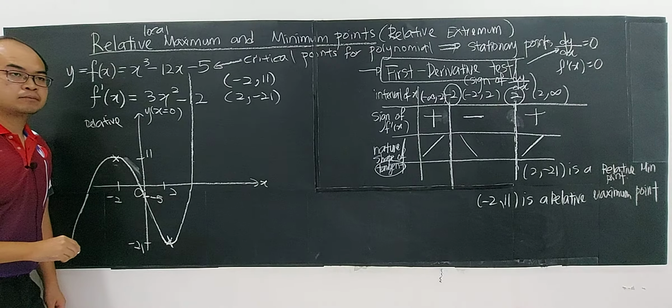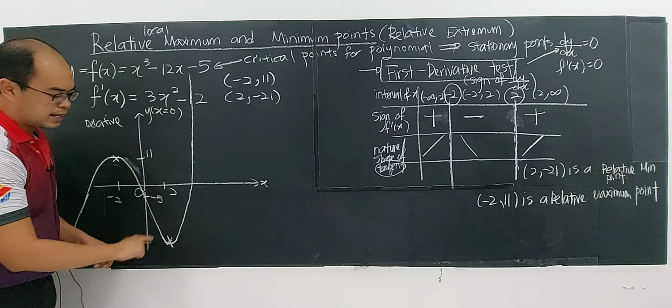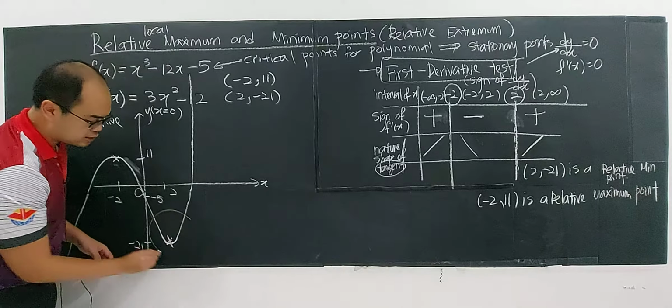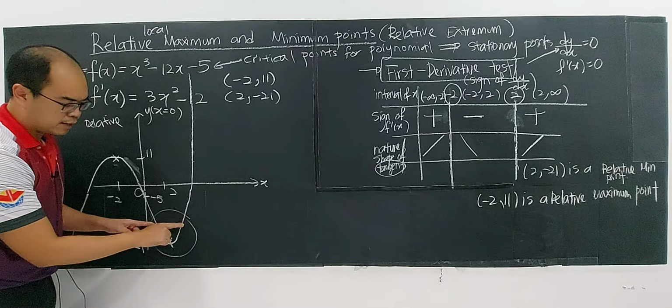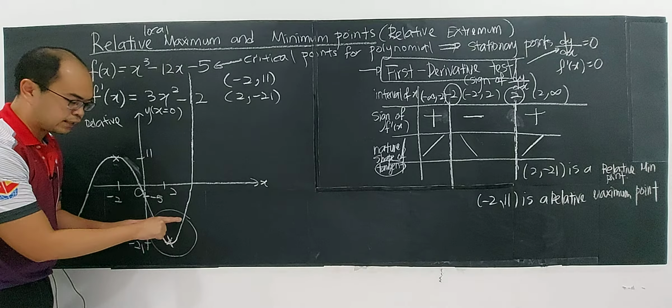Relative maximum. And this one is a relative minimum, because in this small region here, compared to the neighboring points, this is considered the lowest point.